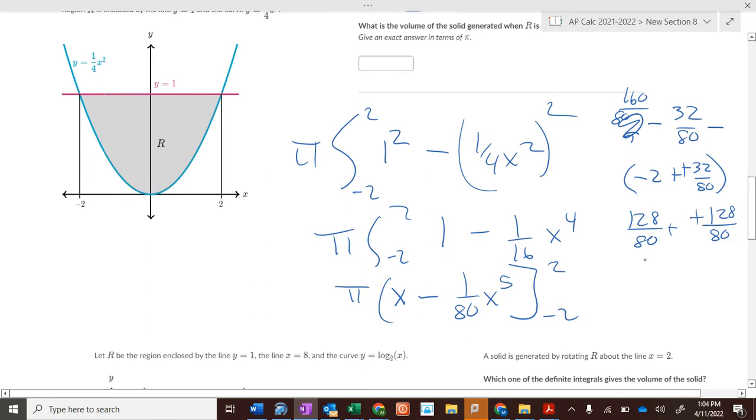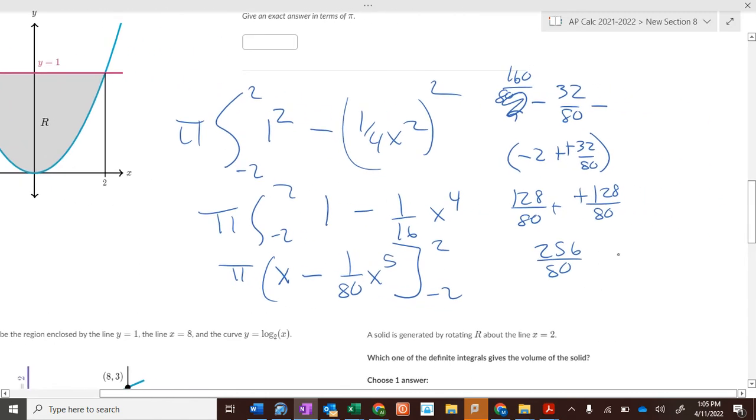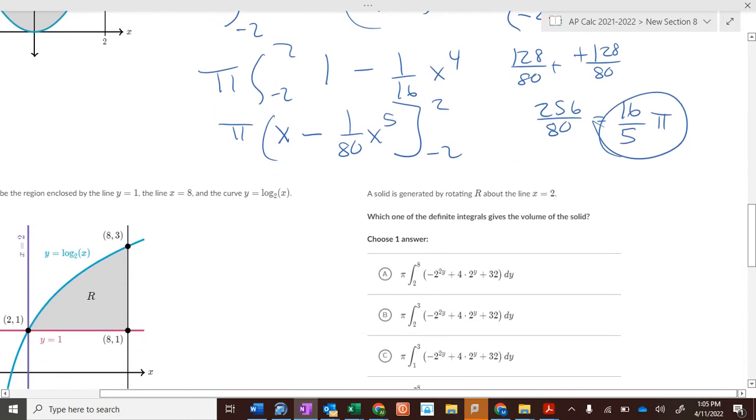Okay. So it's 256/80. They're both divided by 8. I don't know. That's the numbers. The 16 goes into both of them. So it's 16/5. So it'd be 16 pi over 5. Okay.